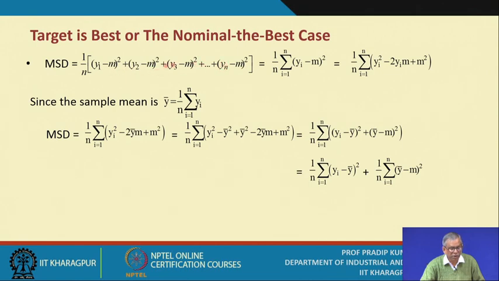So, you have n data points for the given quality characteristic. Each one is compared with M, the deviation is squared, and all these squared deviations are added. So, you get these expressions. The sample mean, which you have already computed, is 1 upon n sigma yi, i equals 1 to n, the number of data points. So, how do you compute the MSD? You apply this formula. Mean square deviation is given by this expression.